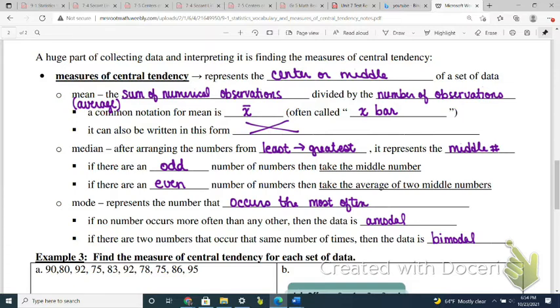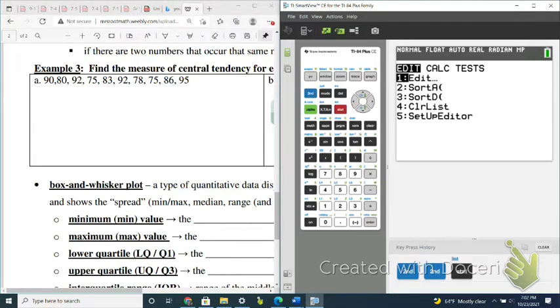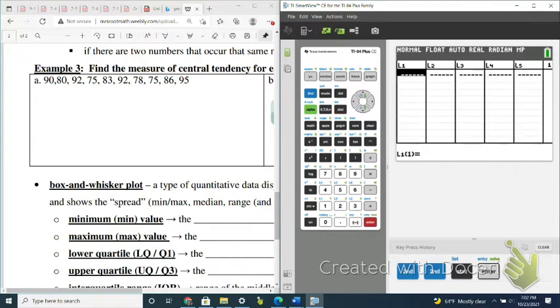So we are going to look at finding the measures of central tendency. You will need either your calculator or Desmos to do this. With this first one, I will show you how to do it on your calculator. To find the measures of central tendency, we are going to go to our list. Just hit stat and hit enter on edit. And now we are going to type our numbers in from our list.